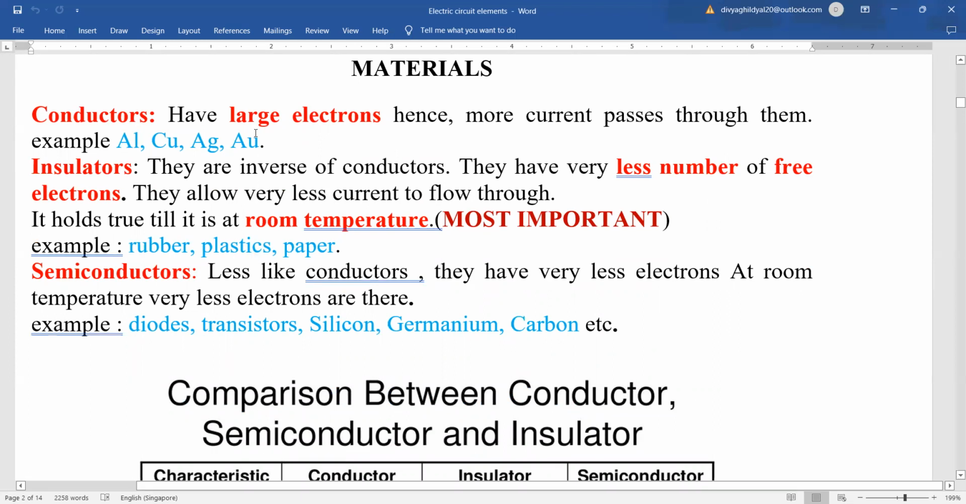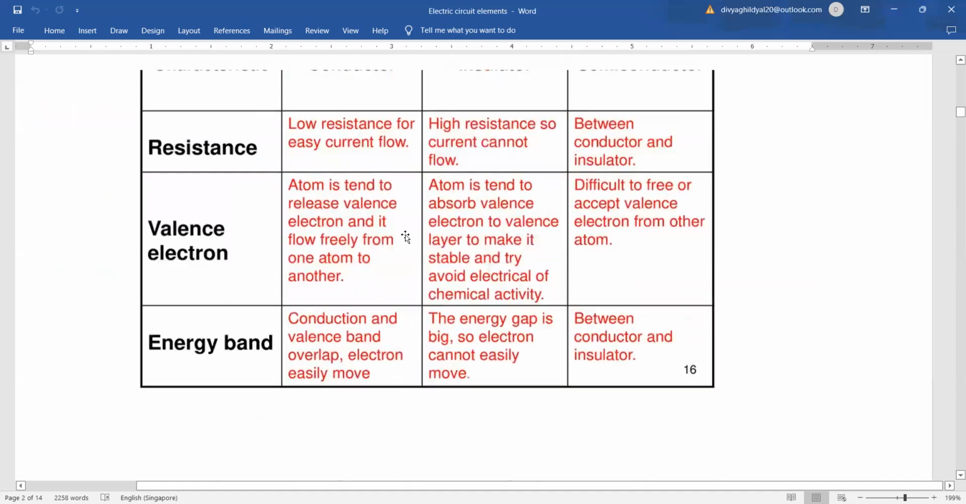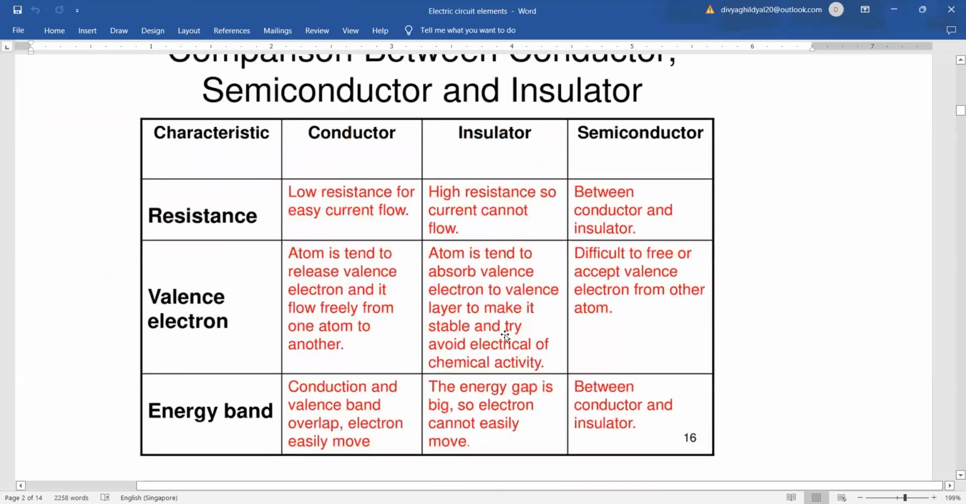And those elements which lie midway between conductors and insulators, having less electrons compared to conductors, are known as semiconductors like germanium, silicon, etc. The most important point is that these electron capacities are held till the time these elements are under the governance of room temperature. Okay, now conductors, insulators, and semiconductors.